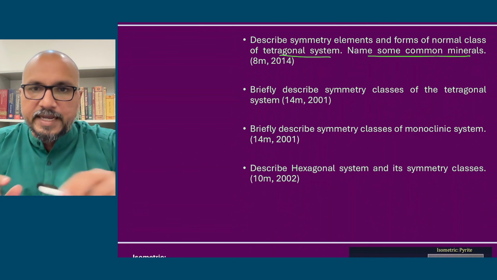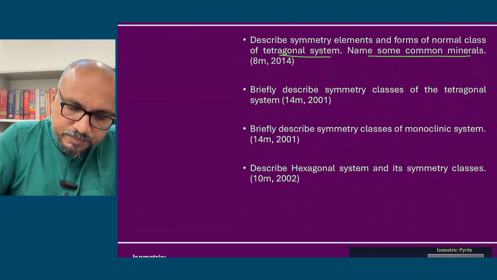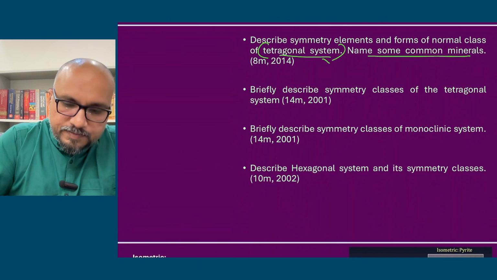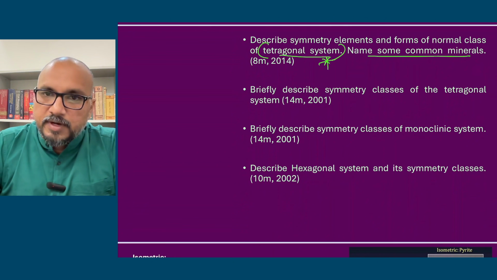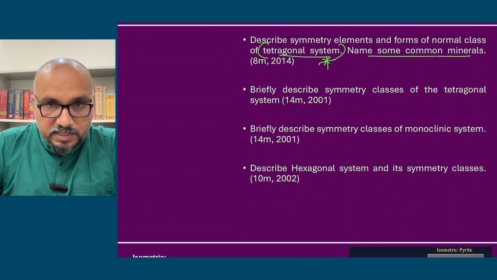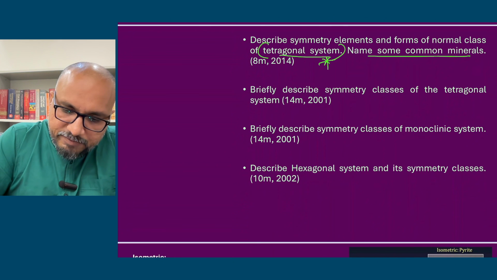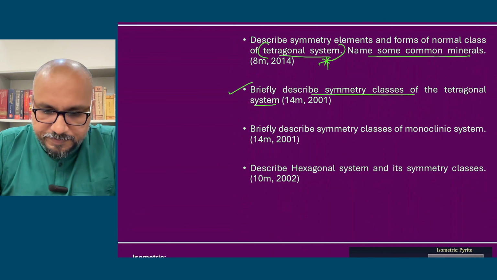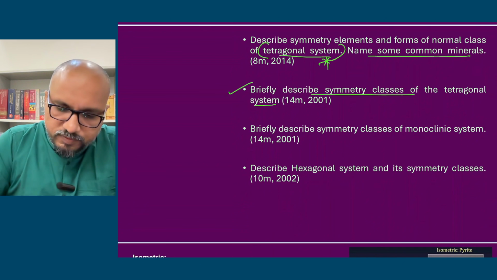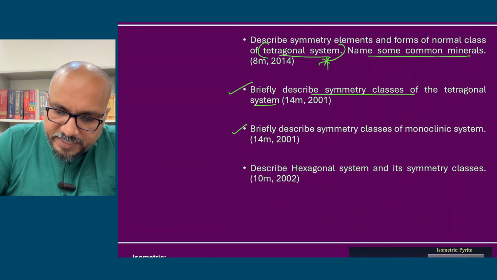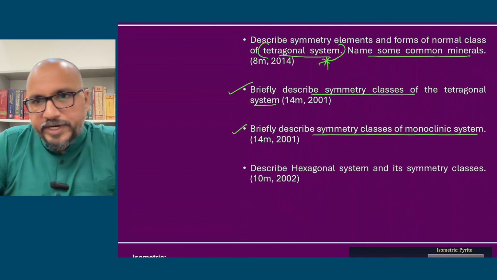So this time tetragonal system was asked. Till now we have isometric system, orthorhombic, now tetragonal. Briefly describe symmetry classes of tetragonal system. Again it was repeated. It was asked long back, in 2001. Then: briefly describe symmetry classes of monoclinic system.